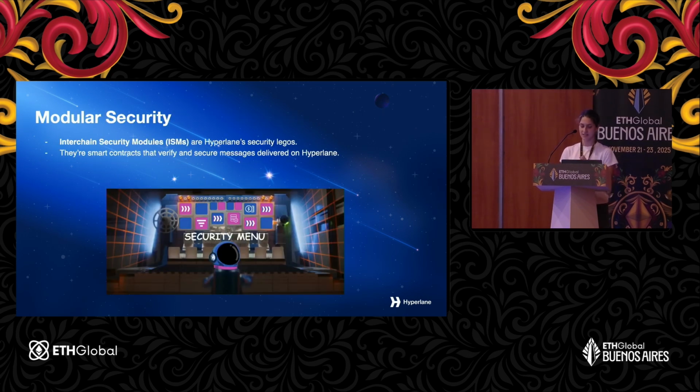Modular security. I touched on this a bit, but the way security works in Hyperlane is that we have these Lego blocks which you can choose from, called interchain security modules, ISMs. By default, most warp routes today use the multi-sig ISM, but I think building an ISM module is a great hackathon project if anyone is interested in that.